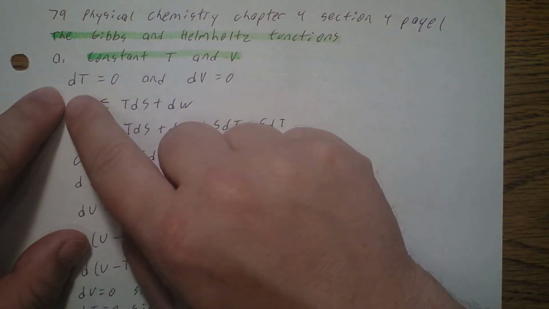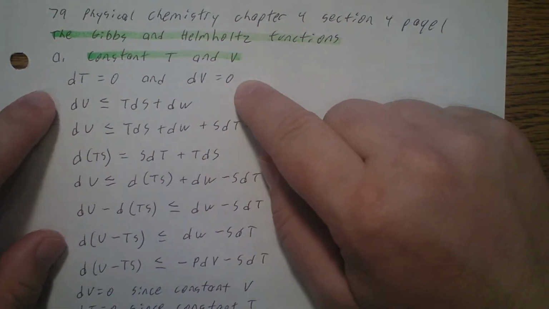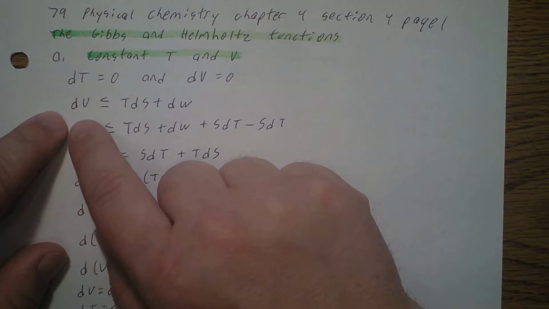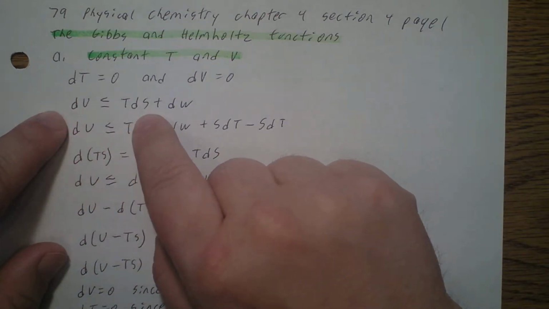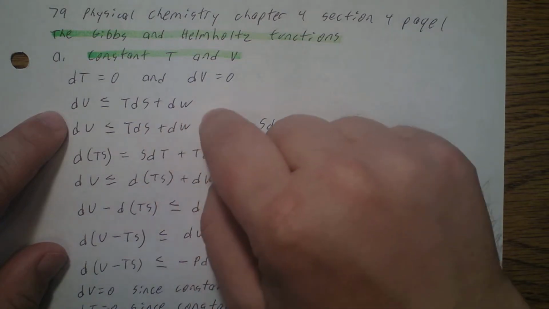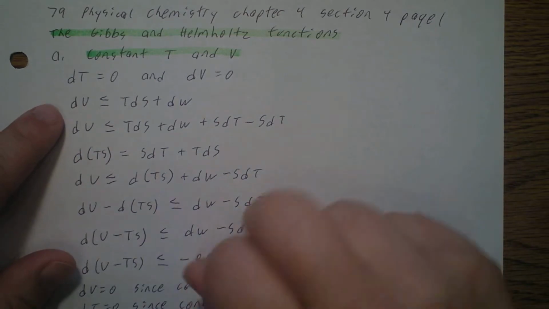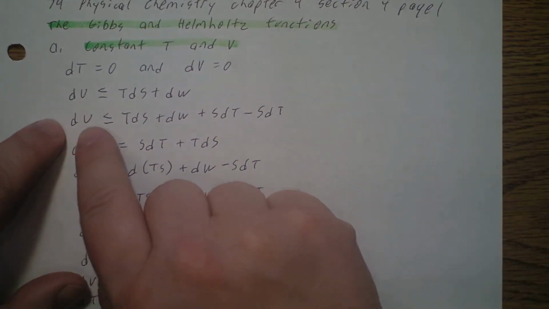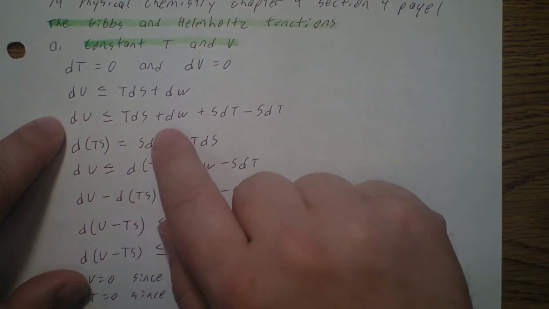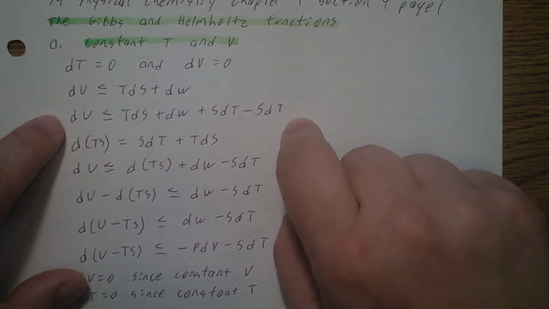Since we're at constant temperature, the differential of temperature is equal to 0. Since we're at constant volume, the differential of volume is equal to 0. Now remember, the differential of internal energy is less than or equal to temperature times the differential of entropy plus the differential of work. Now we can add 0 to something, so you'll notice S dT minus S dT is equal to 0. So we're going to add 0 to this equation and get dU is less than or equal to TdS plus dW minus S dT plus S dT.